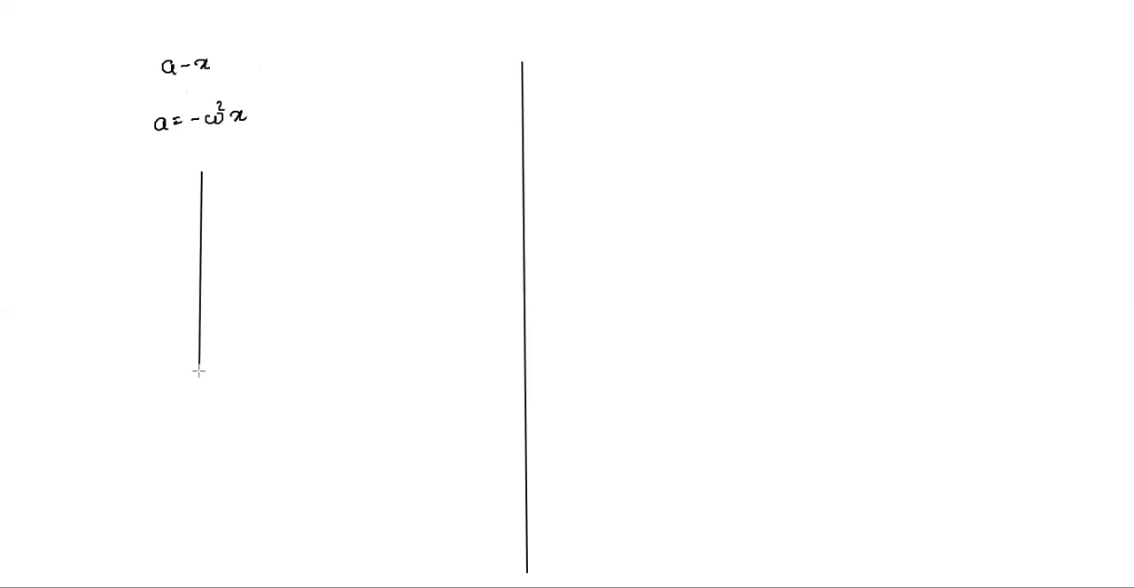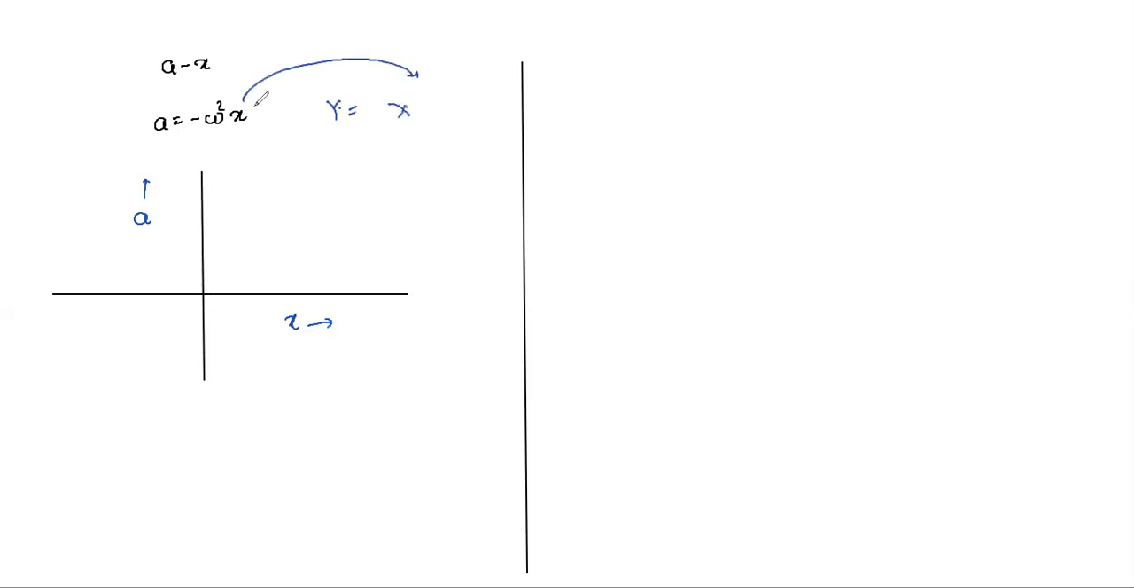Now let us plot. We have the vertical axis and the horizontal axis. Tell me, what kind of graph should we draw? Sir, it's a parabola. Think again. Between a and omega or a and x? Instead of a, take y. Instead of x, take x. And instead of omega square, take k. Now tell me. A straight line.